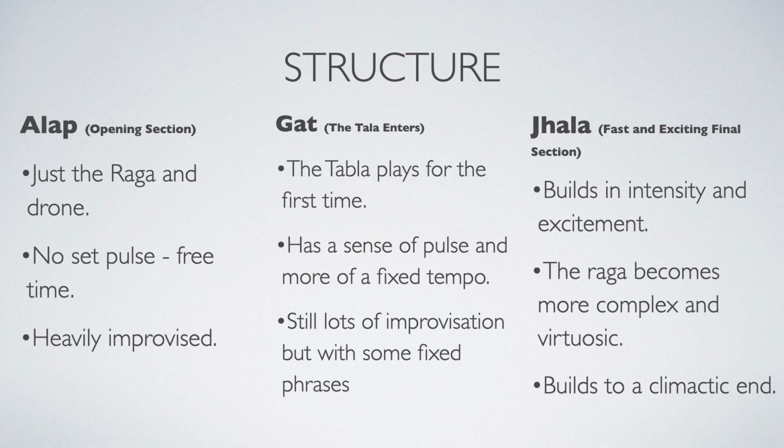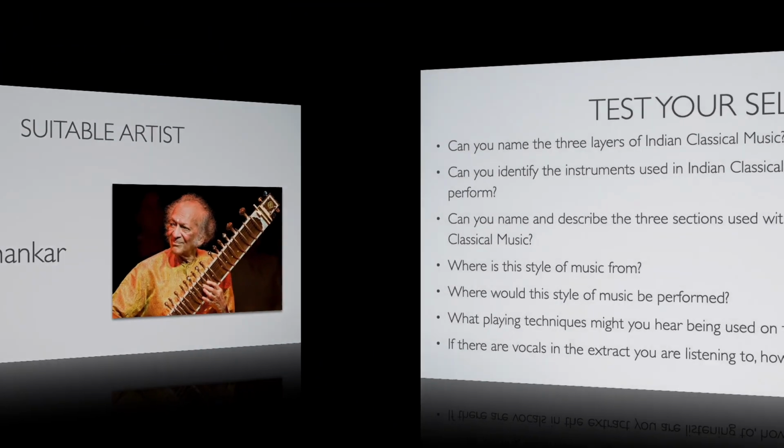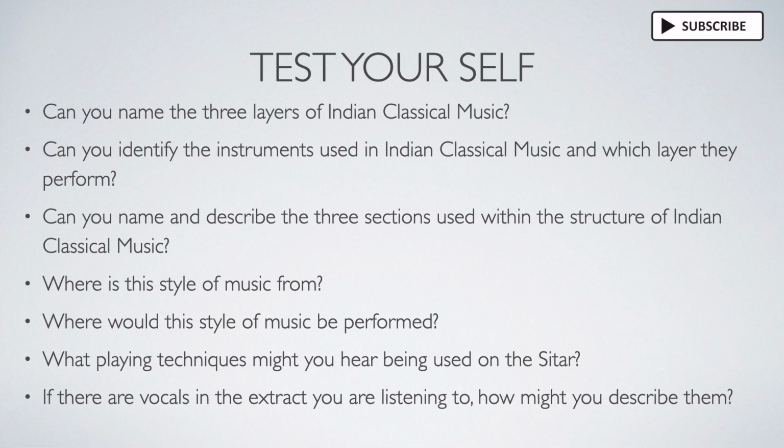And the final thing we're going to look at in this video is a suitable artist for Indian classical music. If you are asked to identify a suitable artist for a piece of Indian classical music, then Ravi Shankar will always get you a mark for that type of question. Remember, if you are asked to identify a suitable artist for any style of music in your exam, you do not need to identify the artist actually playing the extract, just a suitable artist for that genre and that style. So there we go. Hopefully you have now developed a basic understanding of Indian classical music.